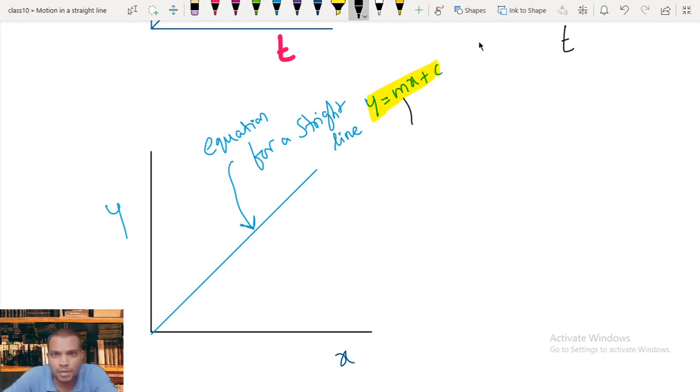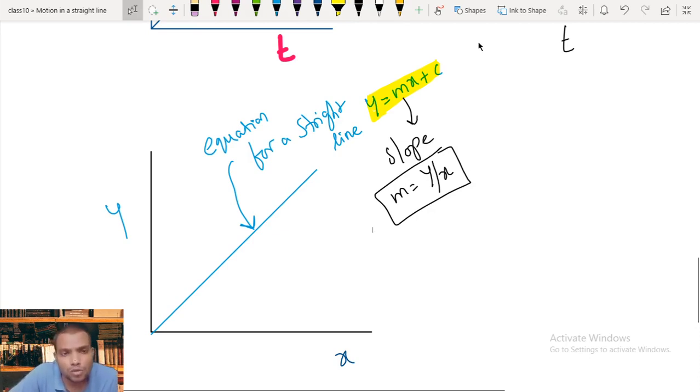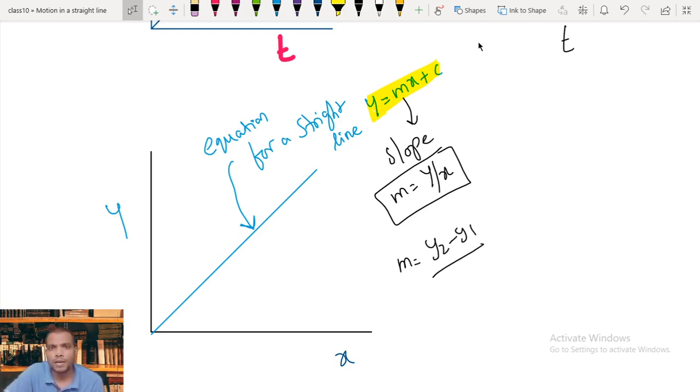So here m is known as the slope. What can the slope formula give? Slope m equal to y upon x. To calculate the slope of this line, I need to use this formula. Or if you remember this formula especially, m equal to (y2 minus y1) by (x2 minus x1). This is another formula we can use if you have two points.